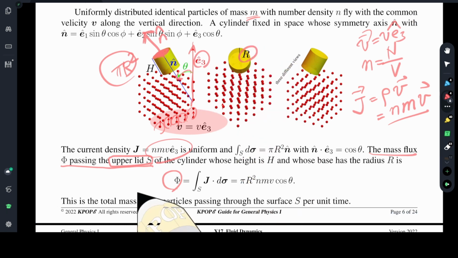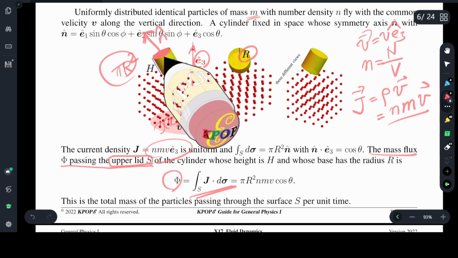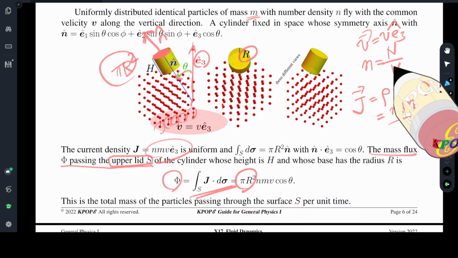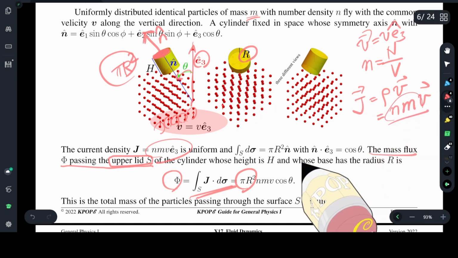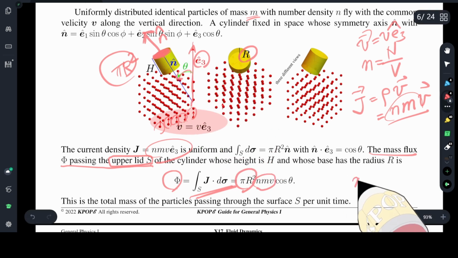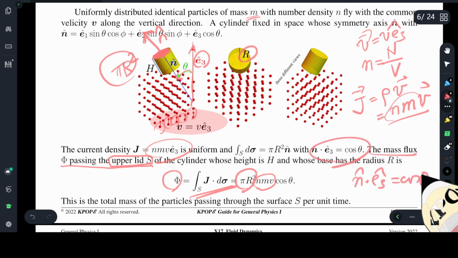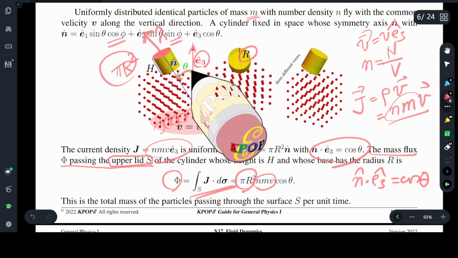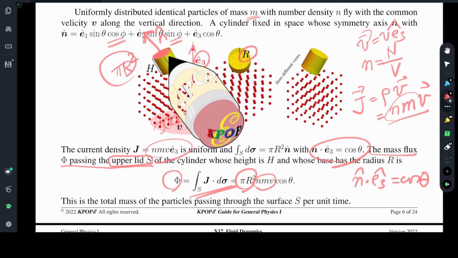We're interested in finding the flux. Since this is uniform, it is pi r squared, and the magnitude of the current density is nmv. Then we need to take care of the cosine theta. So it is independent of the azimuthal angle phi. It depends only on the polar angle, that is the angle between e3 hat and n hat.